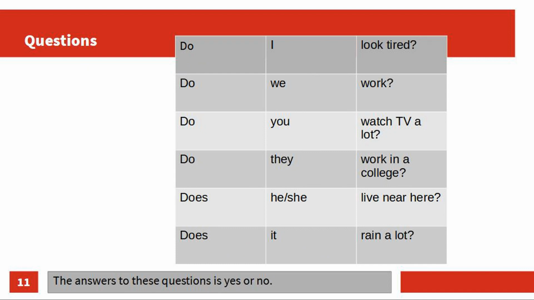Questions. We use do in the front. Do I look tired? Do we work? Do you watch TV a lot? Do they work in a college? Does she live near here? Does it rain a lot? The answer to this question is yes or no.